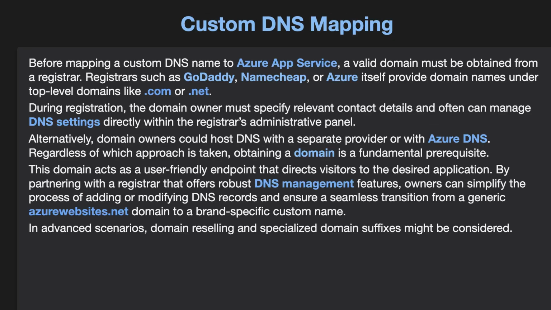Before mapping a custom DNS name to Azure App Service, a valid domain must be obtained from a registrar. Registrars such as GoDaddy, Namecheap, or Azure itself provide domain names under top-level domains like .com or .net. During registration, the domain owner must specify relevant contact details and often can manage DNS settings directly within the registrar's administrative panel. Alternatively, domain owners could host DNS with a separate provider or with Azure DNS. Regardless of which approach is taken, obtaining a domain is a fundamental prerequisite.